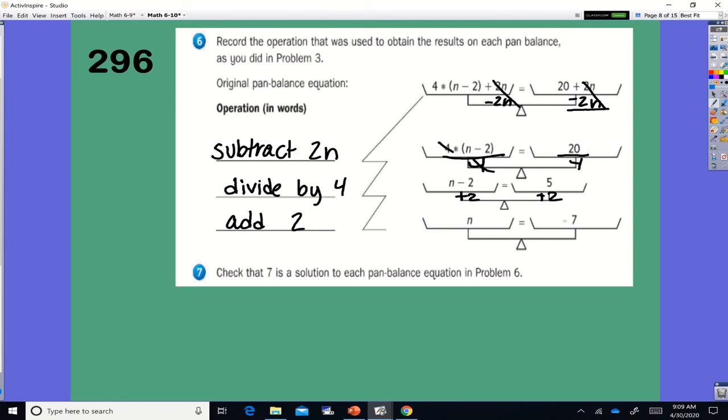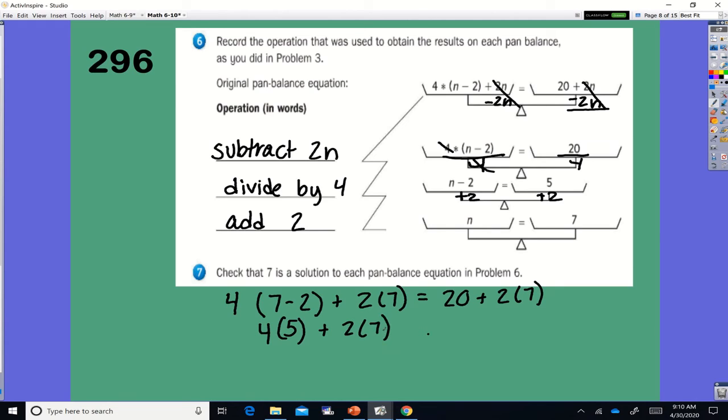So now let's check and see if 7 is the correct solution. We're going to do 4 times 7 minus 2 plus 2 times 7 equals 20 plus 2 times 7. I look at this, and I do my parentheses first. If we do Please Excuse My Dear Aunt Sally, 7 minus 2 is 5.